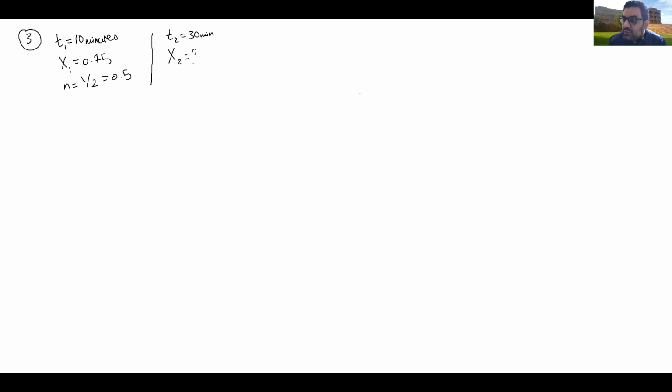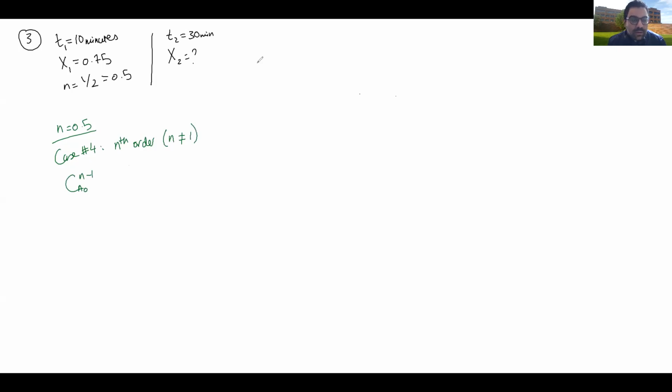So the first thing you need to look out for is this half order business, right? And this corresponds to case number 4, right? So this half order corresponds to case number 4, which is the rate equation for nth order, basically n not equal to 1. And the governing equation for this case is CA to the power 1 minus n.